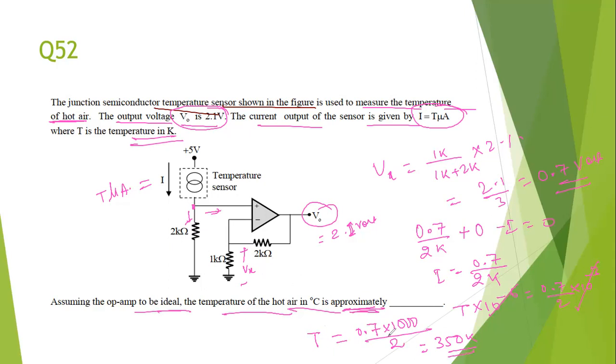So in degree Celsius, the temperature is what? 350 minus 273, and the answer will be 77 degrees Celsius. So 77 degrees Celsius is your right answer. Now I am going to discuss the next question, that is question number 53.